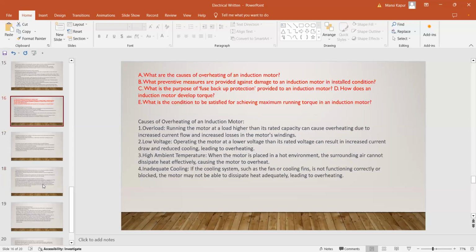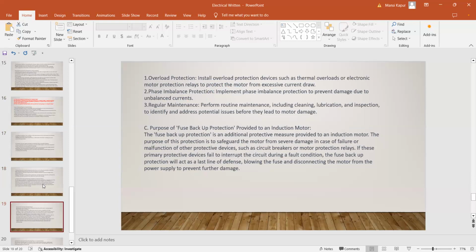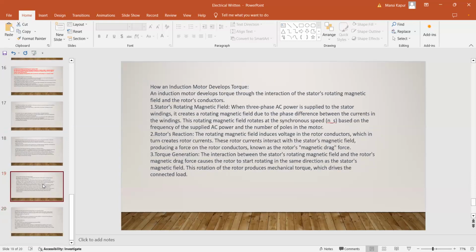The next part is, how does an induction motor develop torque? An induction motor develops torque through the interaction of the stator rotating magnetic field and rotor conductor. Stator rotating magnetic field: when three-phase AC power is supplied to the stator winding, it creates a rotating magnetic field due to the phase difference between the currents in the winding. The rotating magnetic field rotates at synchronous speed, that is Ns, based on the frequency of the supplied AC power supply and number of poles in the motor.